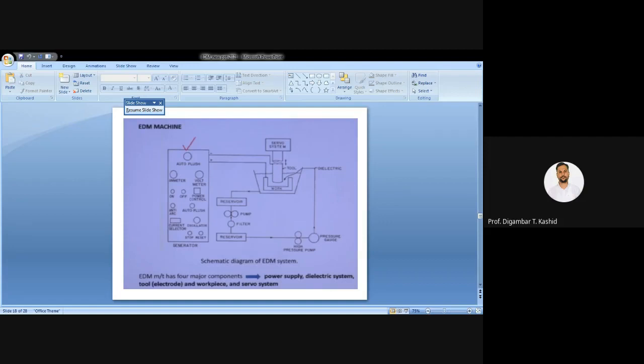Then we have jet flushing. Externally, like a nozzle, you can give a jet of dielectric fluid, and it can flush the debris particles present at the top surface of the workpiece. Then last we have the method of periodic cycling of the electrode. Through this electrode, that is the tool, you continuously apply the dielectric fluid and take it out. So these are the different methods of dielectric flushing. This is a very important point.